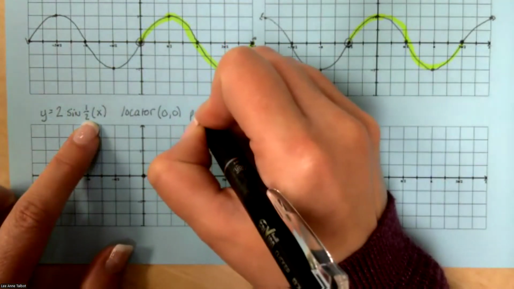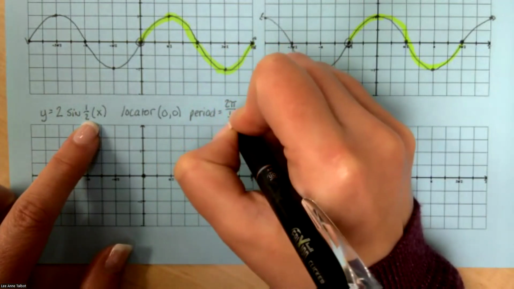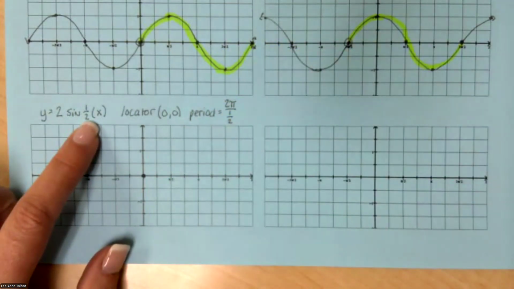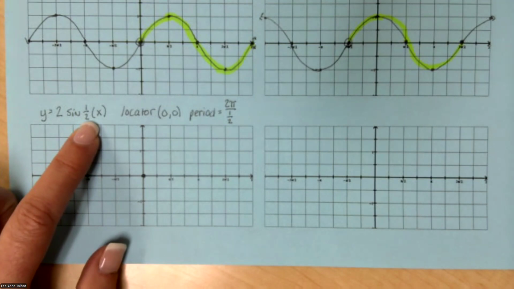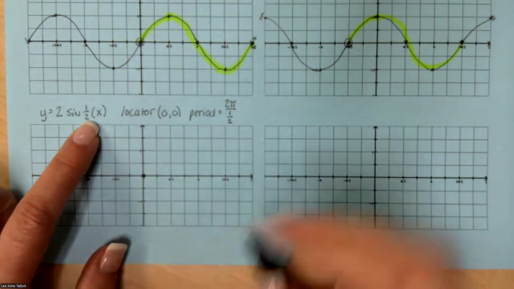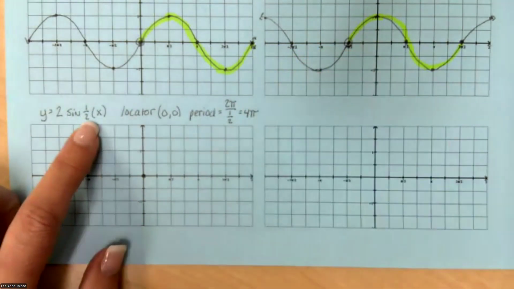Okay, so we actually have to do a calculation. Period equals 2 pi over b. And this is saying that I can fit 1/2 of a cycle in every 2 pi. So you keep change flip in your mind, and that's 4 pi.